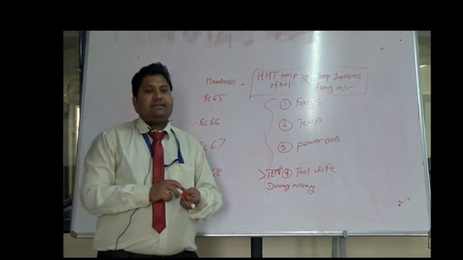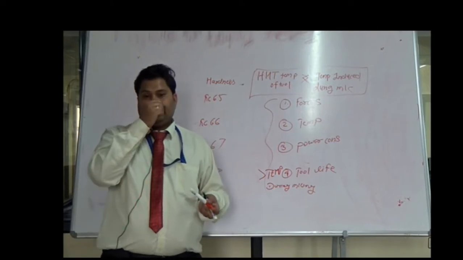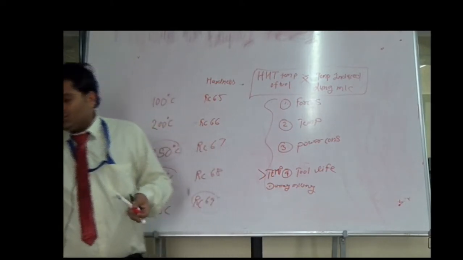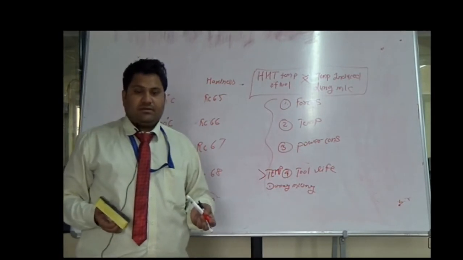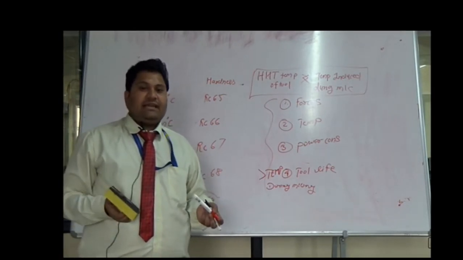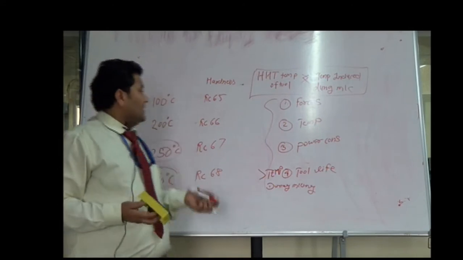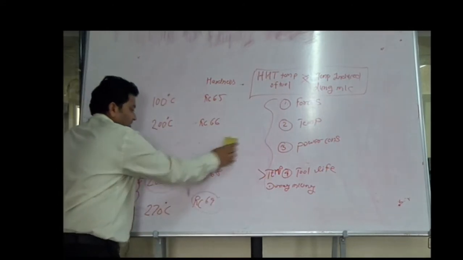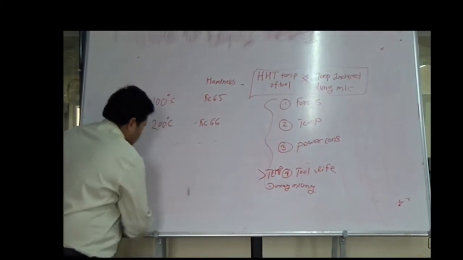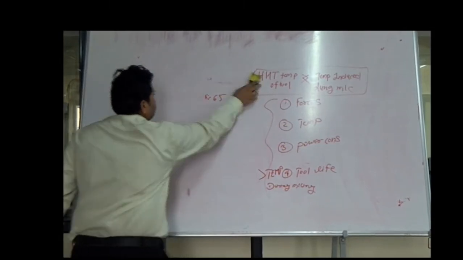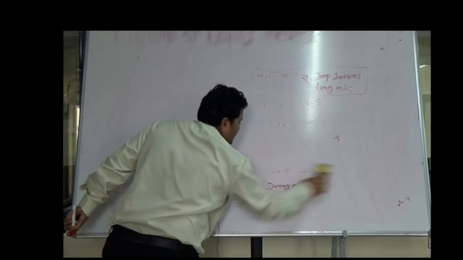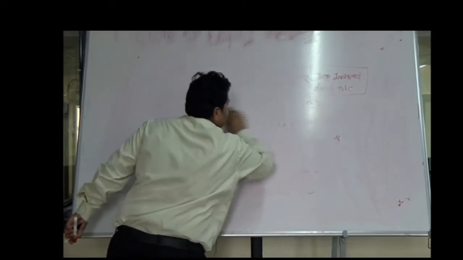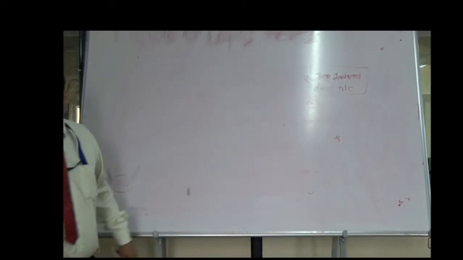So now you have to see the mechanism of chip formation. By what mechanism is the chip formed? The basic elements of machining are the workpiece, the chip, and the tool. So these are the basic elements of machining.